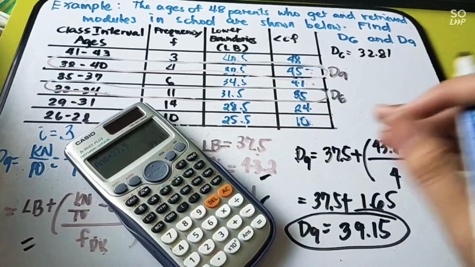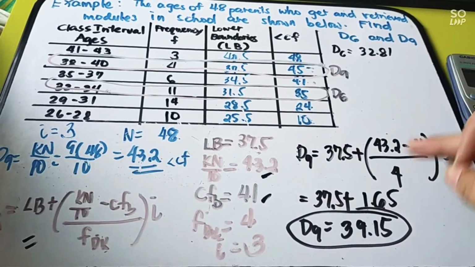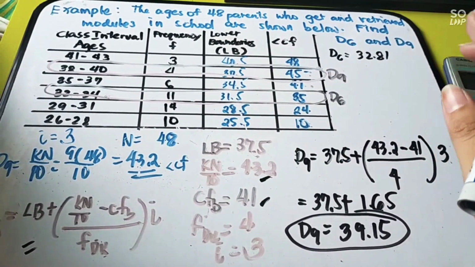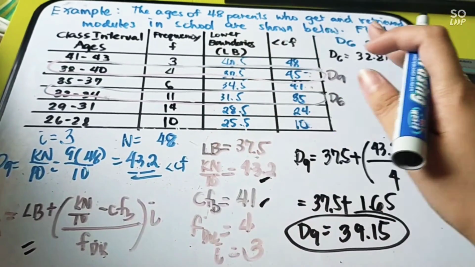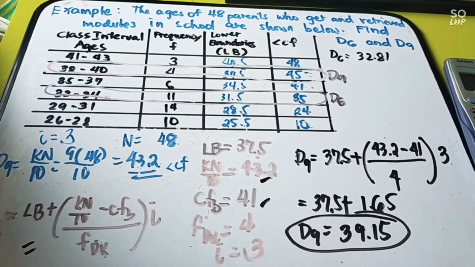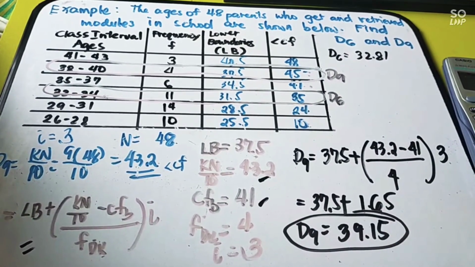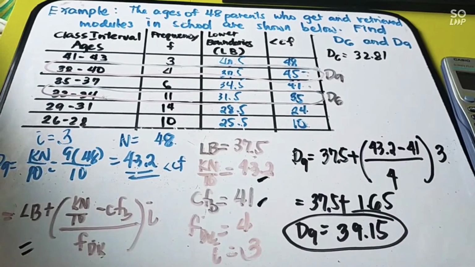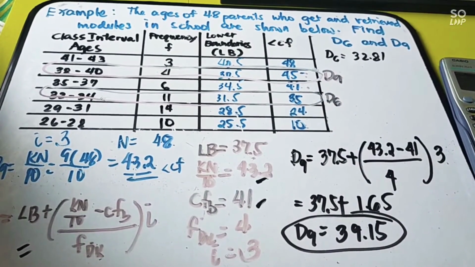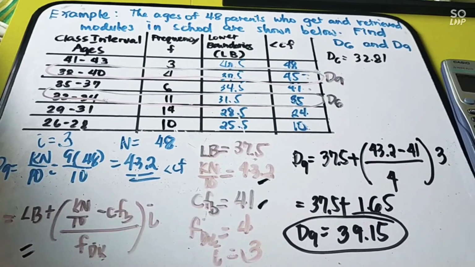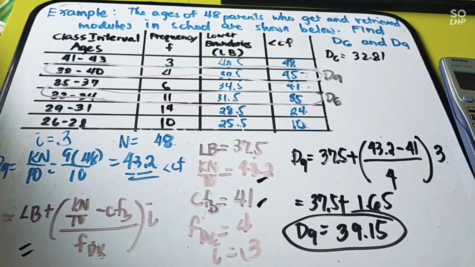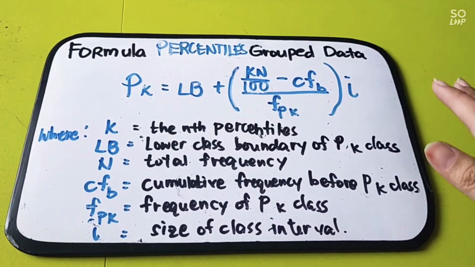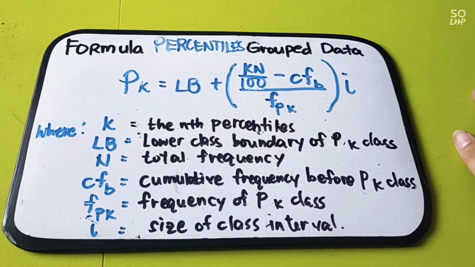Ayan na po. So, meaning, 90% of the ages of the 48 parents who get and retrieve modules in school is 39.15 or below 39.15 ang kumukuha ng parents sa school. Is it clear? So, that is deciles. Now, let's move with percentiles. Let's move with the formula of percentiles for the group data.